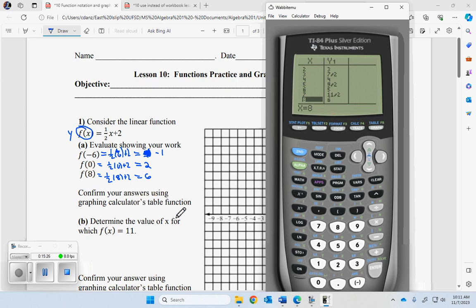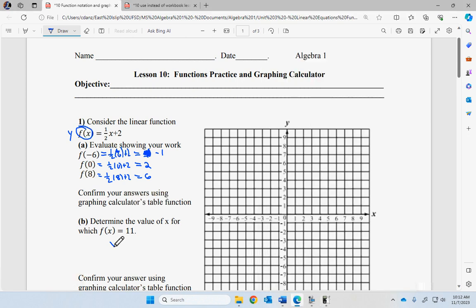In part B, it asks us to determine a value of x for which f of x equals 11. So they're telling me that the output is 11. Remember, your output is in this y column. Let's keep on scrolling until we see an 11. I see an 11 when x is 18. So determine what value of x? Well, it's when x equals 18. You can prove this algebraically if you need to.